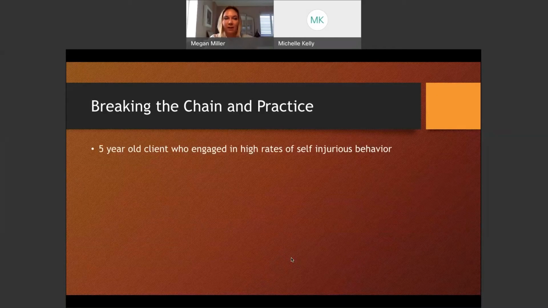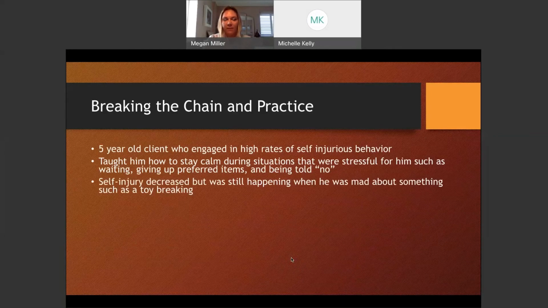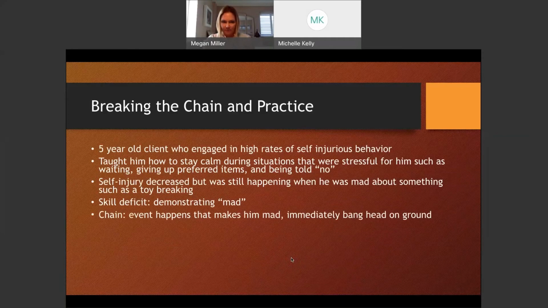Okay, so I already went through this description. He was a 5-year-old client who engaged in high rates of self-injurious behavior. We taught him how to stay calm during situations that were stressful. The self-injury decreased, but it was still happening when he was mad about something such as breaking a toy. So his skill deficit was demonstrating mad. The chain that he was engaging in was events happen that make him mad, and then eventually he would bang his head on the ground.